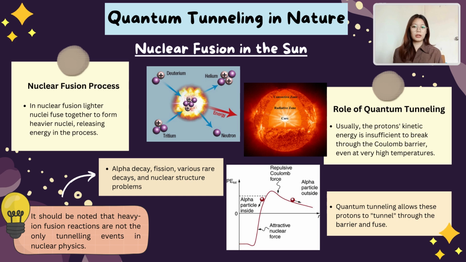Next we look at quantum tunneling in nature, which is nuclear fusion in the sun, a very common thing that happens naturally. So how does it happen? In the core of the sun, temperature and pressure are incredibly high, which creates conditions where hydrogen nuclei, which are protons, can come close enough for the strong nuclear force to overcome their electrostatic repulsion and fuse together to form helium and release a vast amount of energy.